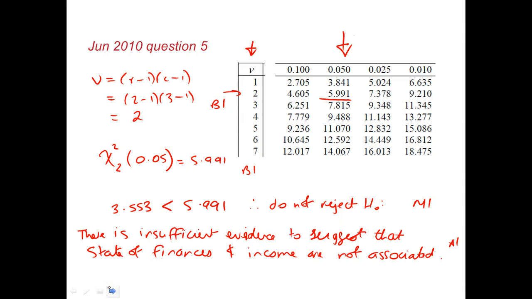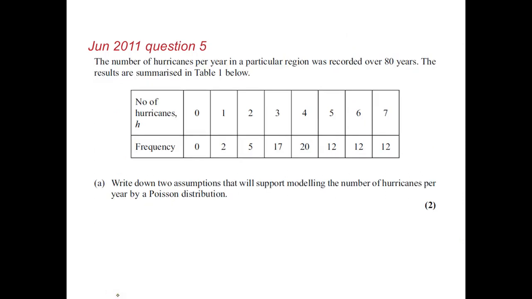Okay, right. So the other thing you need to be able to do is fit a distribution or show that it fits. And again, please don't be shorthanded in the way you write things for this. So here, number of hurricanes per year in a particular region was recorded over 80 years, and the results are summarized. Write down 2 assumptions that will support modeling a Poisson. So again, a nice little bit of S2 just to remind you what's going on. So we've got a variety of things.